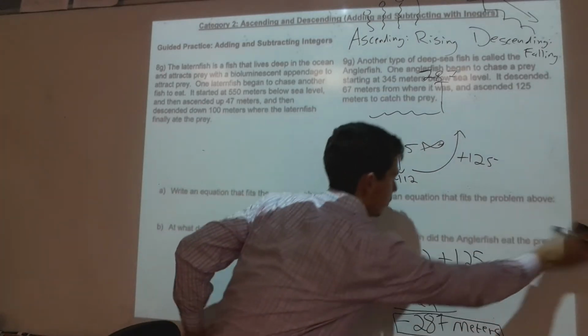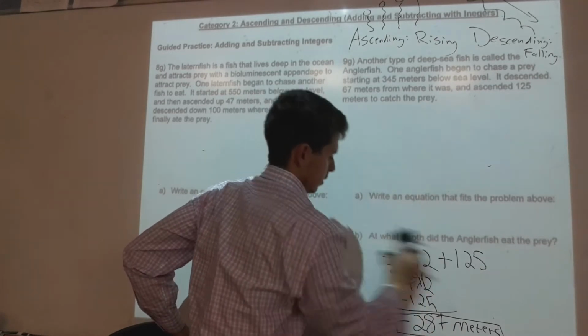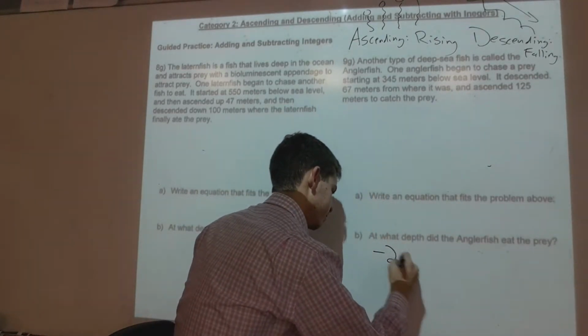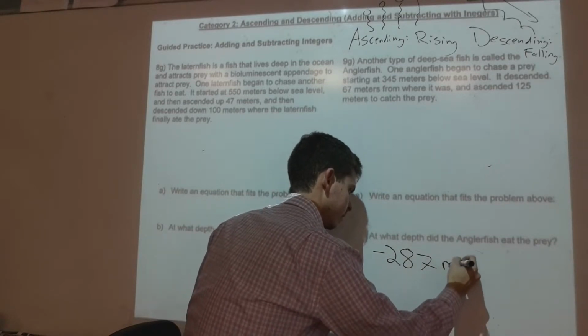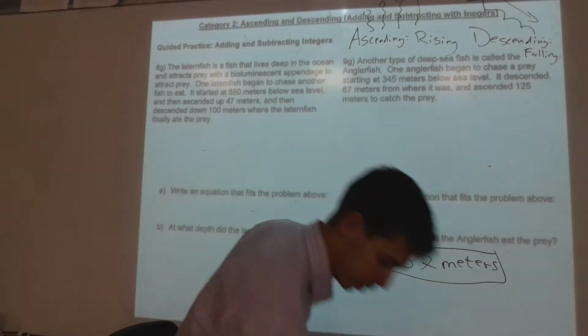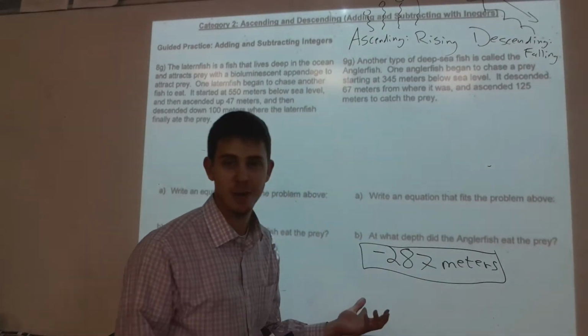Okay. I'm going to actually just write that a little bit neater. Negative 287 meters. If I want you to write neat, I need to model it as well.